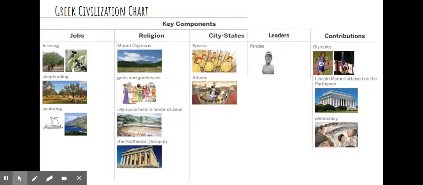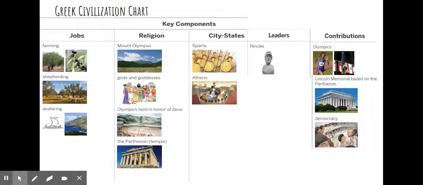We talked about how a key component was their religion, where the gods lived on Mount Olympus. There's 12 of them, and they did different things to honor them, like the Olympic Games, or building a really big building like the Parthenon. We've talked about 2 city-states, Sparta and Athens. We had the leader yesterday.